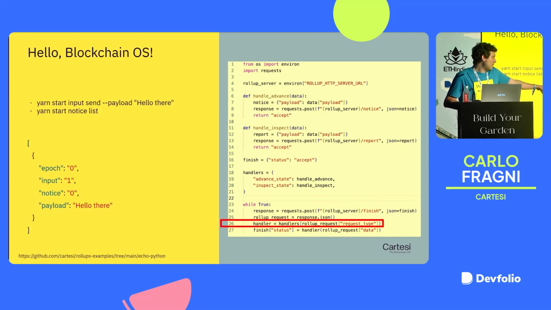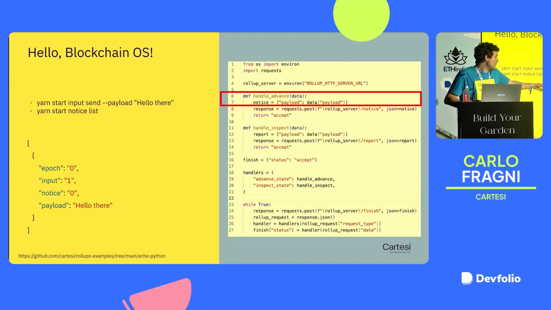And as I told you, you have a special header in there, request type, which can be either advanced state or inspect state. And given that, we're going to use that dictionary in there to map to the right method to handle it. And then we just call this method. So handle advanced, which is the one we call in case it's advanced state.